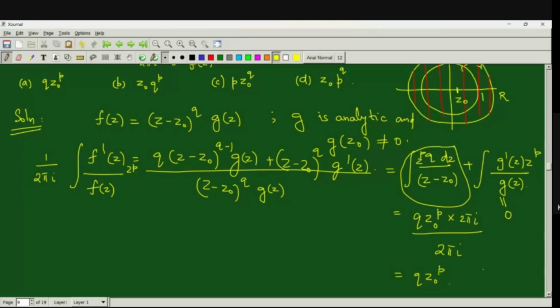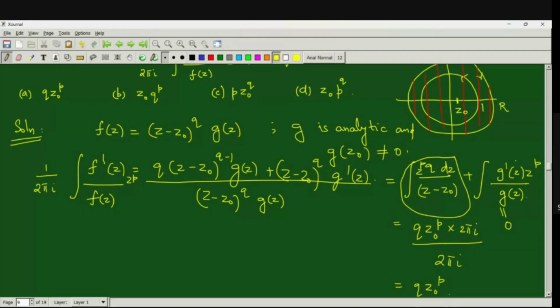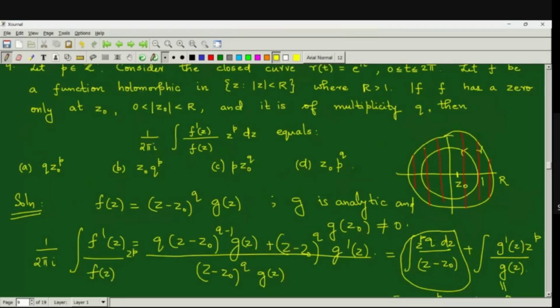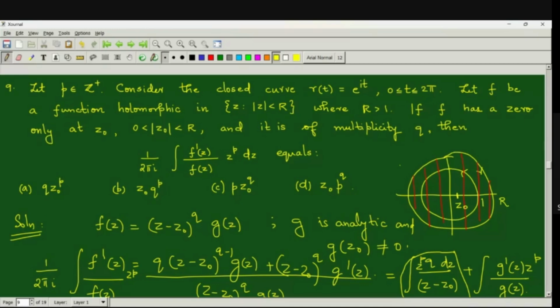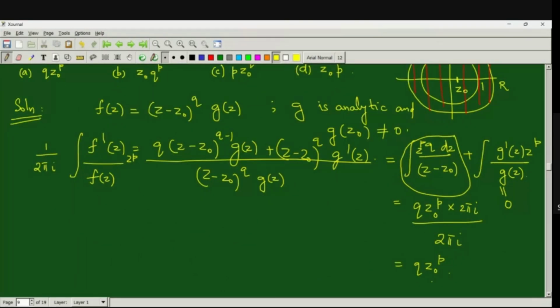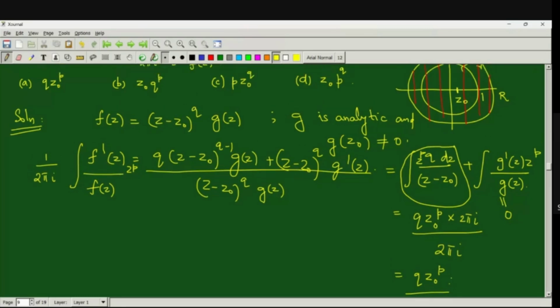Why is the second integral 0? Because G dash is analytic, G is analytic, and G is not going to have any zeros inside the circle. Why? The only zero of f inside the circle is Z naught, and Z naught is not a zero of G. Got it? Yes, sir. Okay. So the answer is Q Z naught power P.